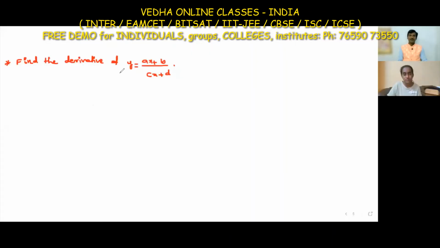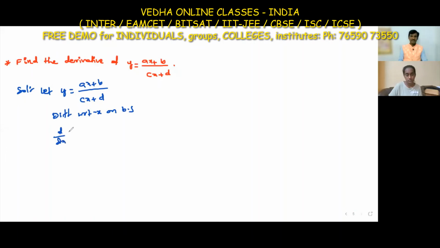Find the derivative of y is equal to ax plus b divided by cx plus d. Okay, so now how am I solving this problem here? I am taking the given function as it is. I am writing here y is equal to ax plus b divided by cx plus d. Now differentiating with respect to x on both sides, d by dx of y is equal to d by dx of ax plus b divided by cx plus d.